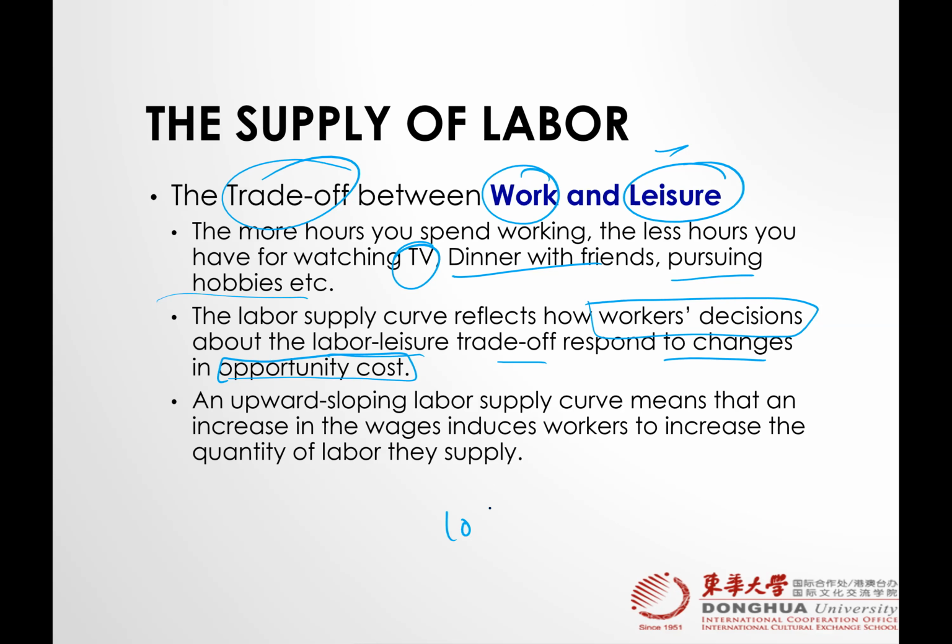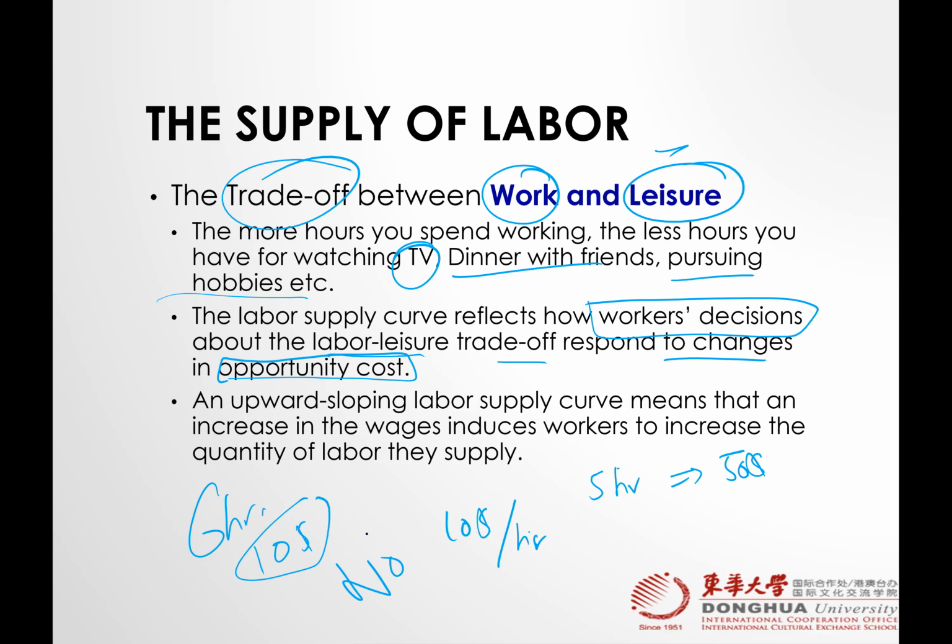For example, you are given $10 an hour, and you work for 5 hours a day, which means your daily salary is like $50. What if the company says, okay, you work 6 hours and we pay you for the extra hour, we pay you $10? You say no. But what if the company says we are going to give you $20 for the 6th hour?